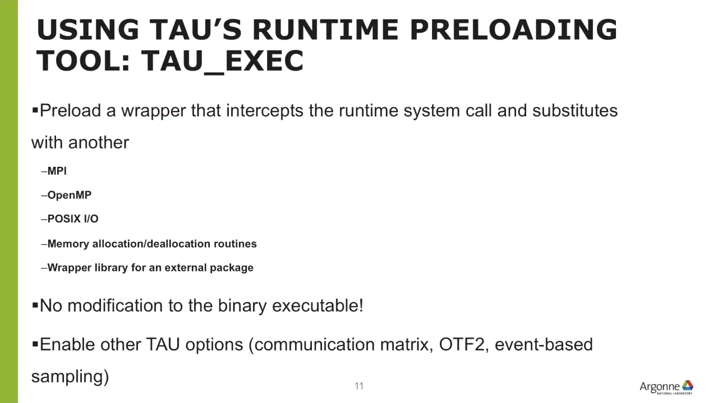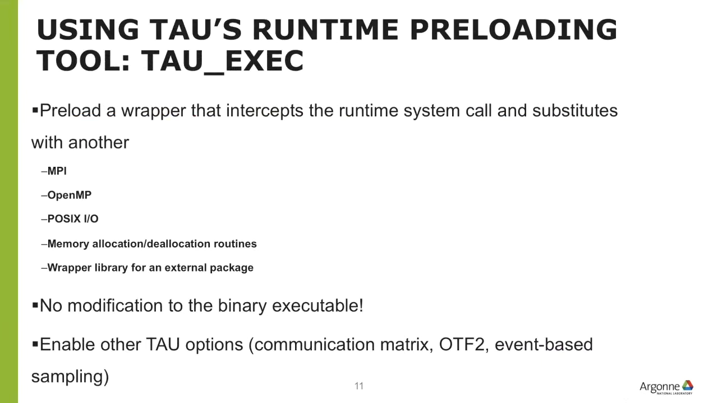But today I want to introduce a tool which relies on Tau's runtime preloading capabilities, where a library is preloaded in the context of an executing application, and we intercept all the runtime calls. So we substitute one wrapper library with another, and we can accurately measure the time spent in MPI, OpenMP, POSIX IO calls. We can look at memory allocation, deallocation routines. We can even wrap an external library and then measure that. And what's important is that we can also enable other modes of measurement, such as sampling.